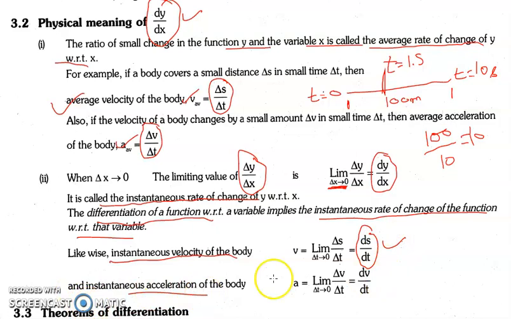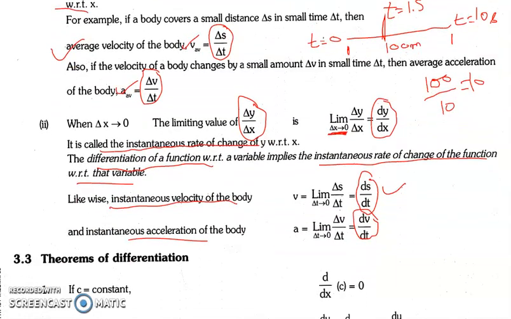So instantaneous acceleration would be dv by dt. It will not be delta v upon delta t. It will be dv by dt, because delta s upon delta t will give us the value for average velocity, and delta v by delta t will give us the value for average acceleration, but ds by dt will give us the value for instantaneous velocity, and dv by dt will give us the value for instantaneous acceleration.